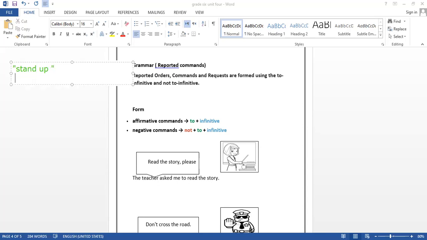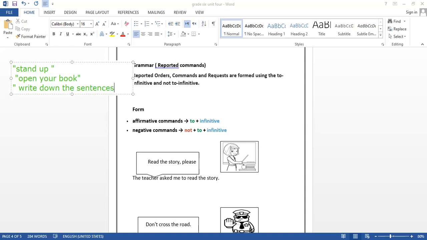Like when I say, open your book, please. When the teacher, for example, says, open your book. Another imperative sentence, for example, when I say, write down the sentences. Always, when I want to report a sentence, I put it between speech marks.